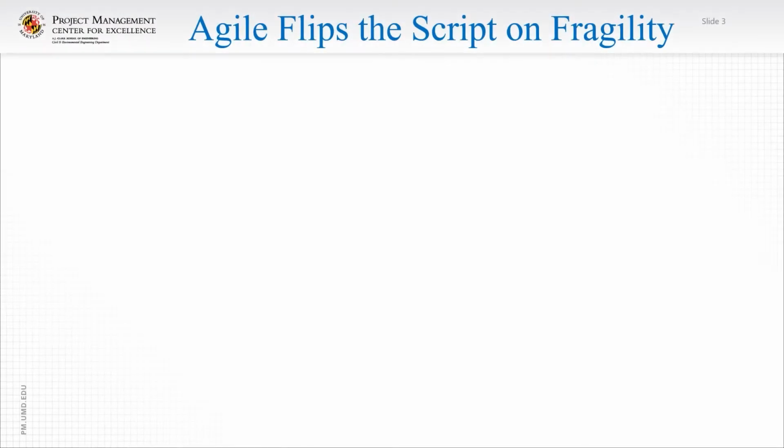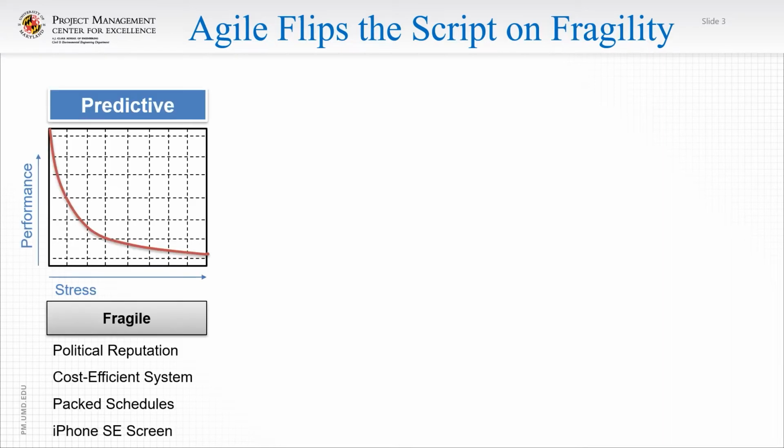So Agile flips the script on fragility, and it really does this compared to the antithesis of Agile, which is the predictive methods. So I'm going to walk from predictive to Agile and show you how this aligns with the fragility spectrum. To get started, let's talk about things that are predictive. Things that are predictive really rely on there being no changes. As a result, as stress increases, performance really goes down. It starts high, but then it goes down. And these types of things are the things that we call fragile.